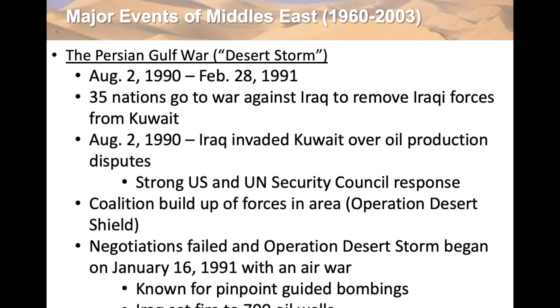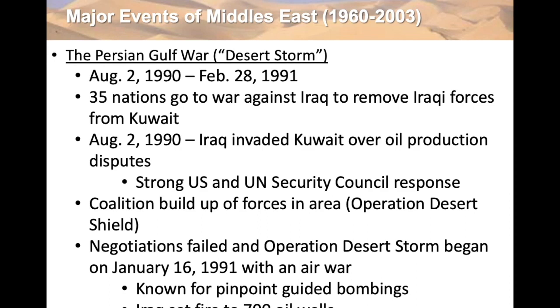Okay, so now we need to talk about the Persian Gulf War. It's also called Desert Storm. August 2nd, 1990 to February 28th, 1991, 35 nations went to war against Iraq to remove Iraqi forces from Kuwait. What happened was on August 2nd, 1990, Iraq invaded Kuwait over oil production disputes.